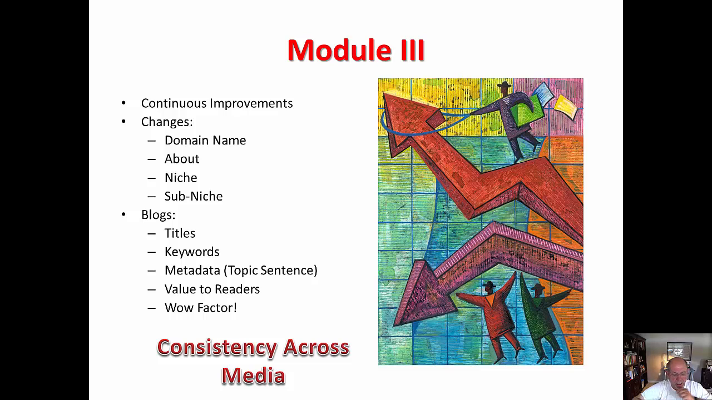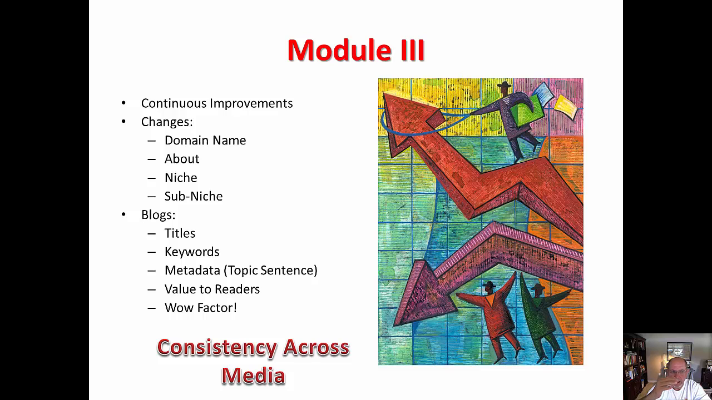Okay, so let's talk about Module 3 and some of the things that I'm looking for. Once again, we're looking for continuous improvement. Everything should be getting better. Chances are the domain name that you started with, your niche that you started with, and the sub-niches have probably changed a couple of times. Hopefully by now you've narrowed it down. You know exactly what your niche is.